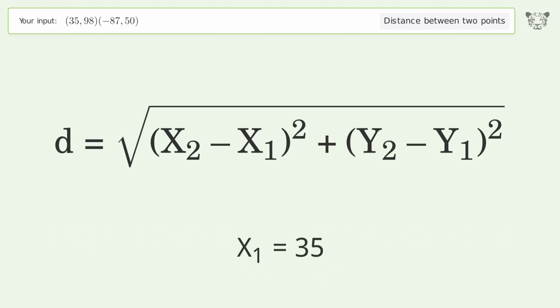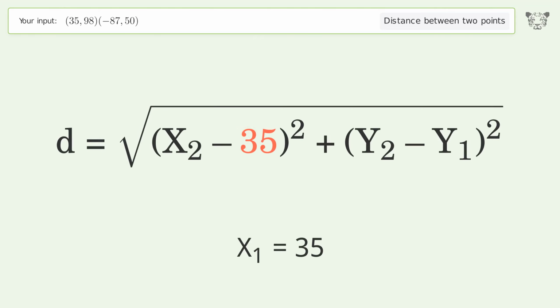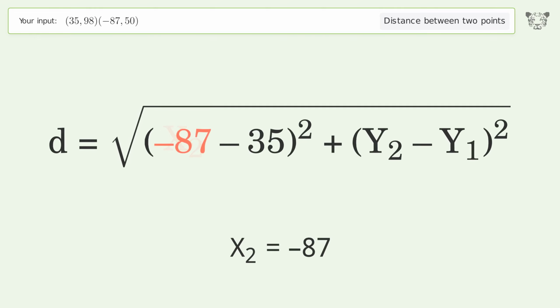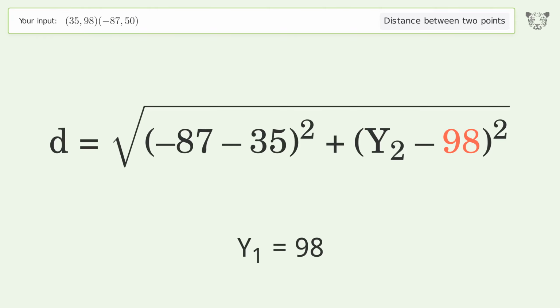x1 equals 35. x2 equals negative 87. y1 equals 98. y2 equals 50.